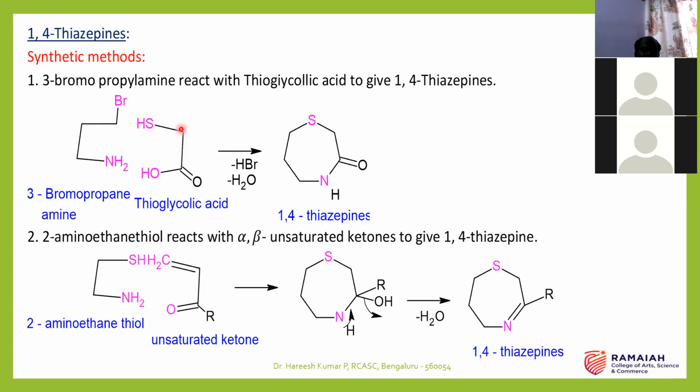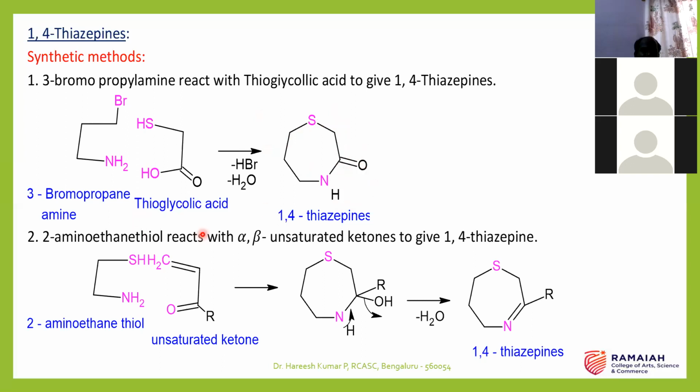What will happen? There will be a new bond formation between this sulfur and this carbon. Then what is the leaving group here? HBr, H and Br will go out. And this is again a condensation reaction. The lone pair or the bond pair present on the nitrogen can react with this carbon and water will go out. It's a condensation reaction forming a 1,4-thiazepine.